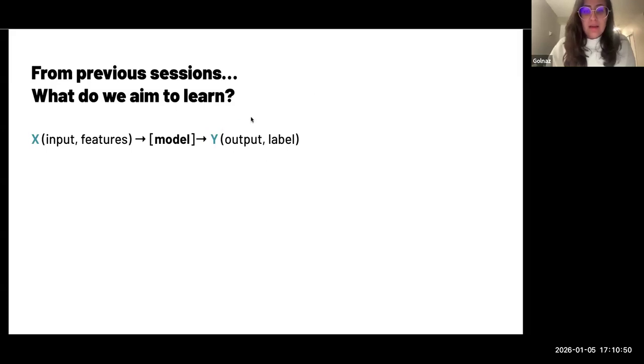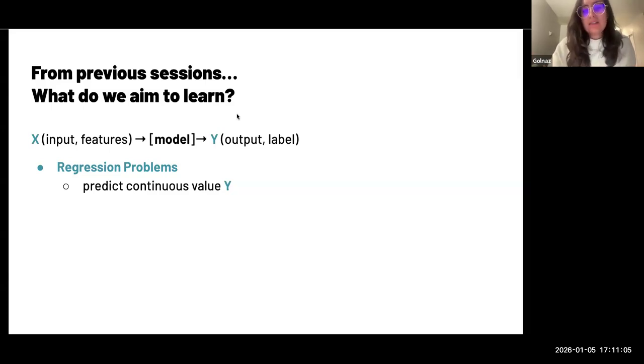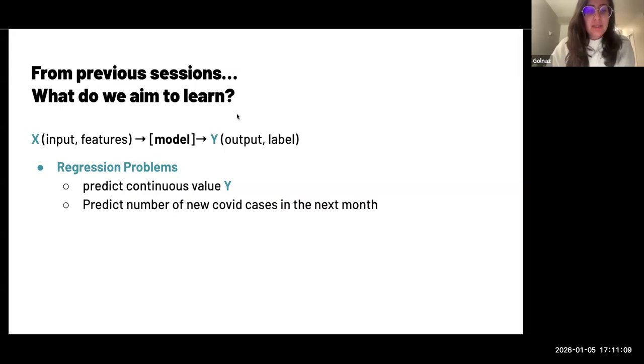And depending on how the output looks, you can categorize the problems into two distinct sets of problems. The first one is regression, where the goal is to predict y, and y is a continuous value. An example of regression would be predicting the number of COVID cases in the next month based on the patterns in the previous months and all the information that we have.